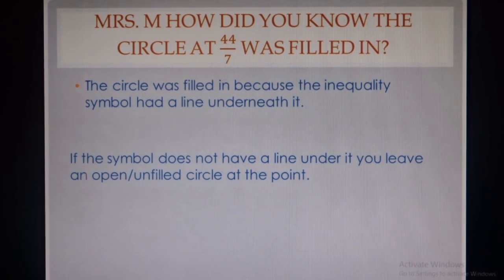Miss M, how did you know the circle was filled in? Well, you'll notice that my inequality symbol had a line underneath it. That means we fill in the circle. If the symbol does not have a line underneath it, then you leave the circle open or unfilled at the point.